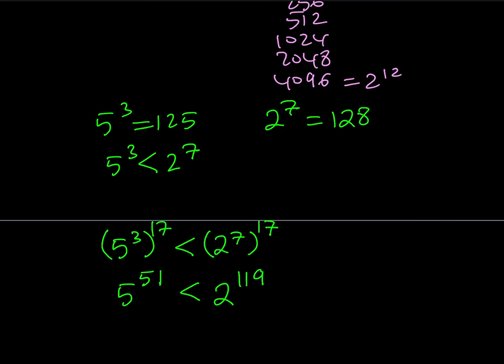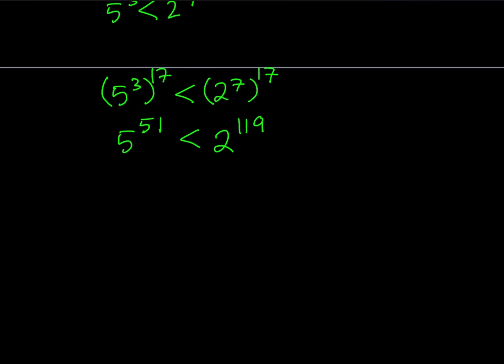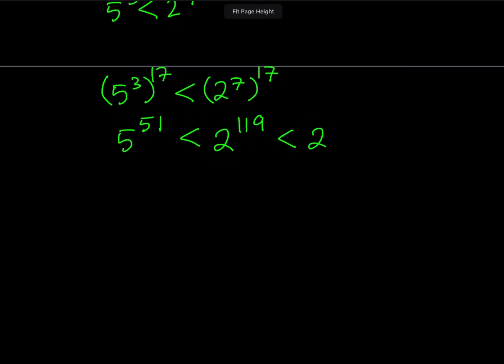Now, I was able to get that 5 to the power 51 is less than 2 to the power 119. But in the original problem, remember that I am supposed to compare 5 to the 51 to 2 to the power 120, which is 2 times the right-hand side. So what is that supposed to mean? Well, I can safely say that 2 to the power 119 is less than 2 to the power 120 because 119 is less than 120, right? And 2 is greater than 1.